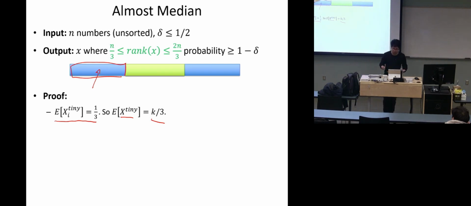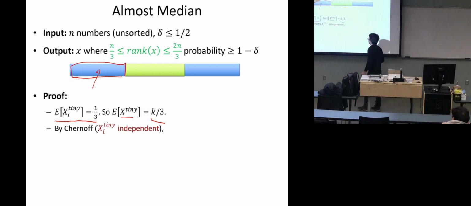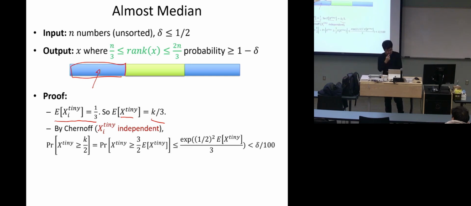How to show this formally? We're just going to use the Chernoff bound. Note that we can use the Chernoff bound because x tiny is a sum of the x_i tiny, and each x_i tiny is independent, like each sample is independent from the others. So the probability that x tiny is more than k over 2 is the same as saying that x tiny is more than the expectation by a factor of 3 over 2, because the expectation here is k over 3.